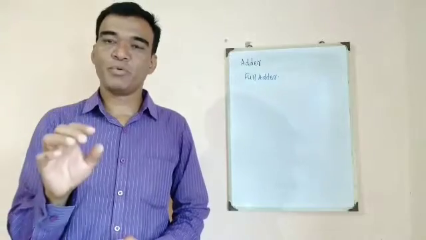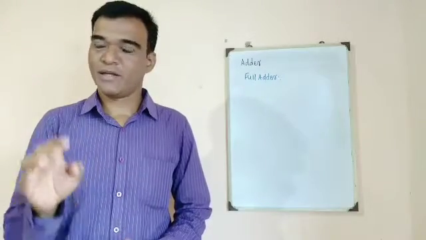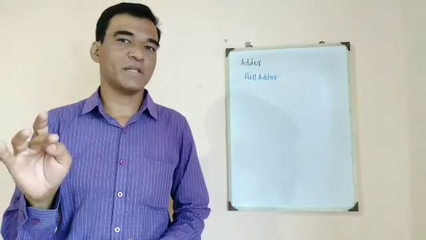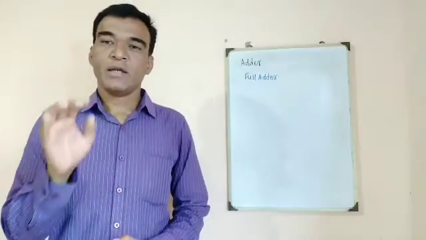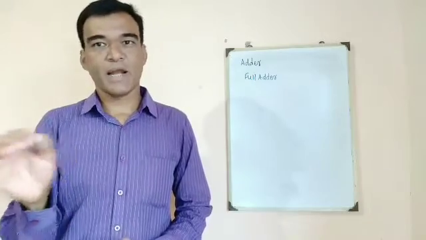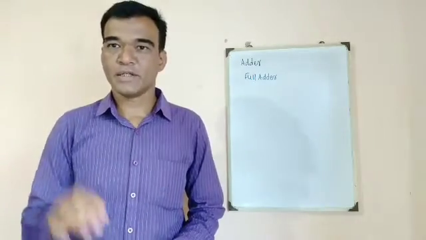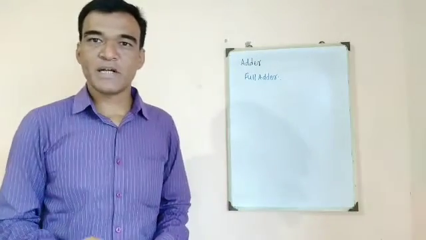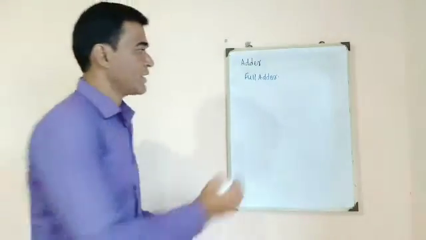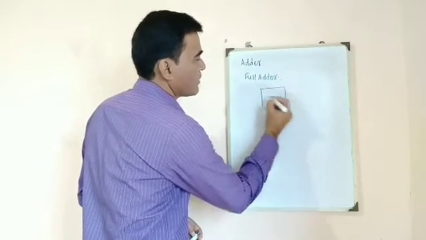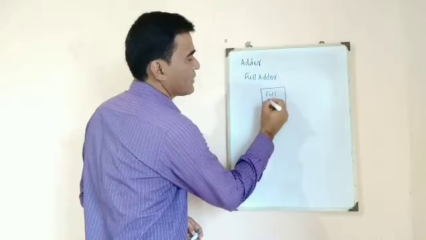Hence, the inputs to the full adder are three. The input variables are A, B and the previous carry, which is nothing but Cin. And the outputs for the full adder are sum and carry out, that is the carry which is outputted. Hence, the block diagram representation of this full adder is, this is the block which is basically a full adder.